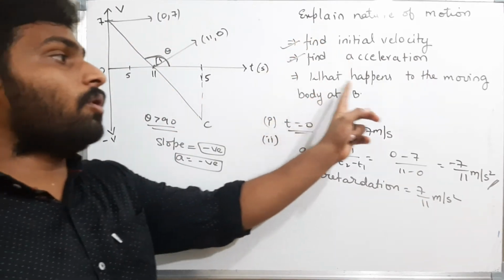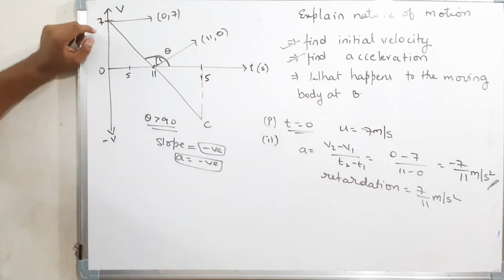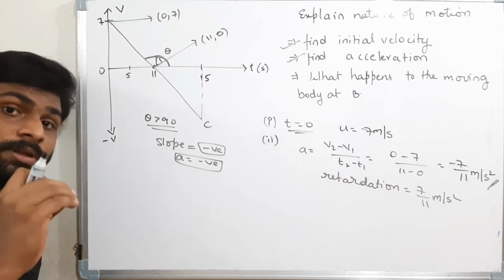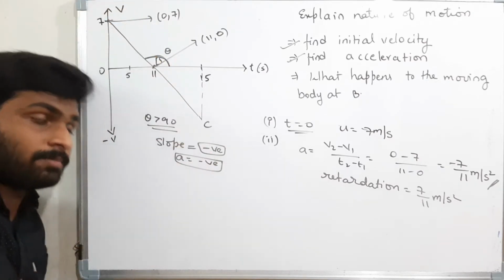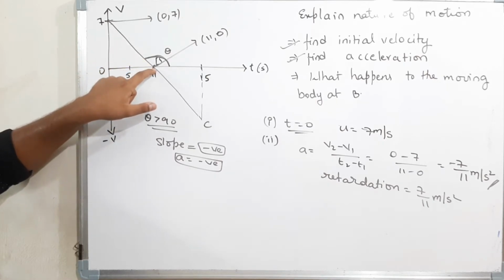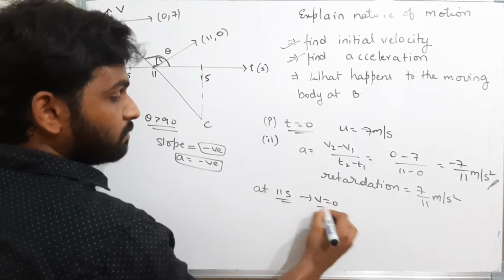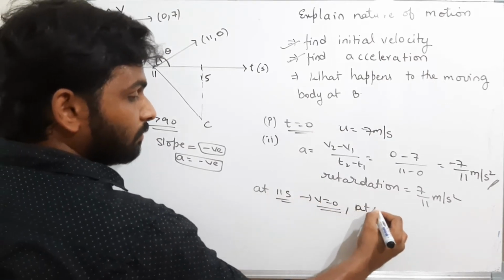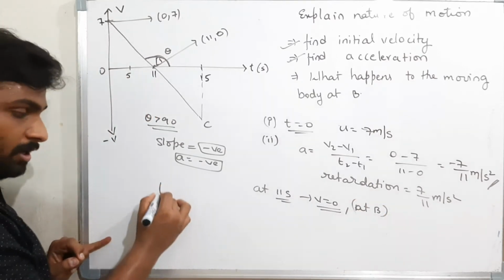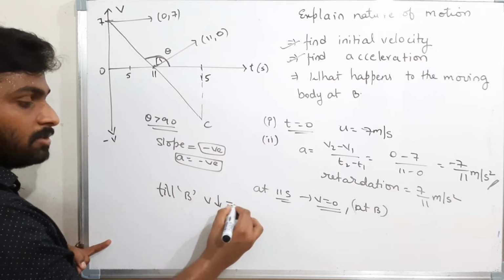Now what happens to the body when it is moving at point B? Okay, now see here. Initially, the body is having some velocity v and the acceleration is negative. When the acceleration is negative, what is the meaning? The velocity gradually decreases. As the time is passing by, the velocity is gradually decreasing and it becomes 0 at 11 seconds. That means at B, till B, the velocity of the body will decrease and become 0.